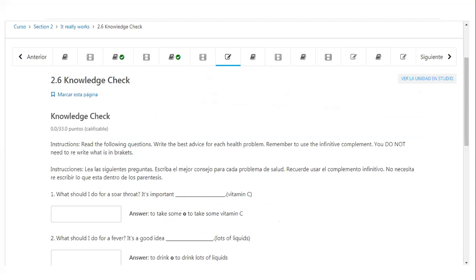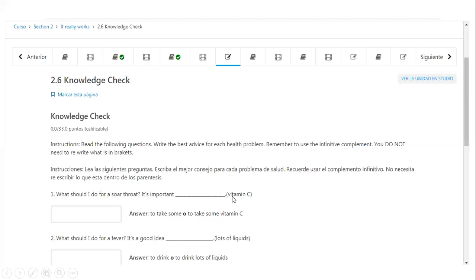En este caso, vamos a ver mañana con detalle los infinitive complements, pero dice, what should I do for a sore throat? Ahí si se fijan, estamos utilizando un modal auxiliary, should, to give advice, para dar consejo, ¿verdad? O para pedir también. What should I do for a sore throat? Ya vimos que un sore throat es un dolor en la garganta.